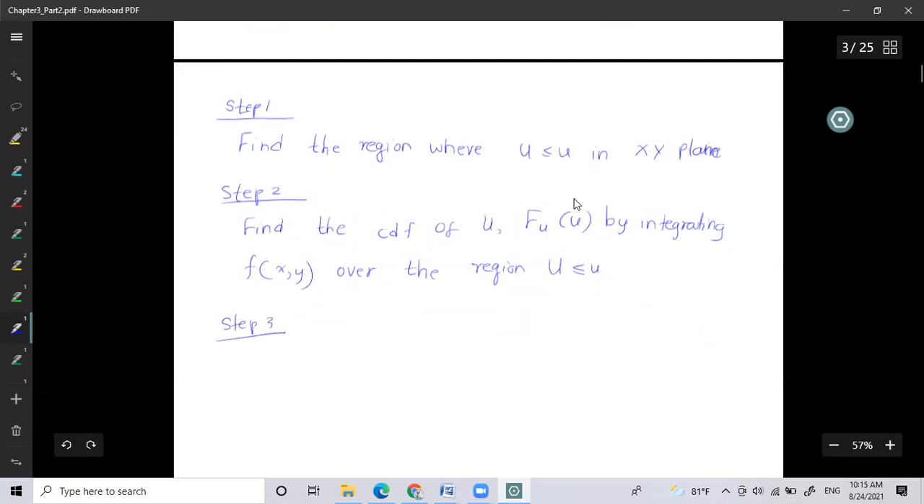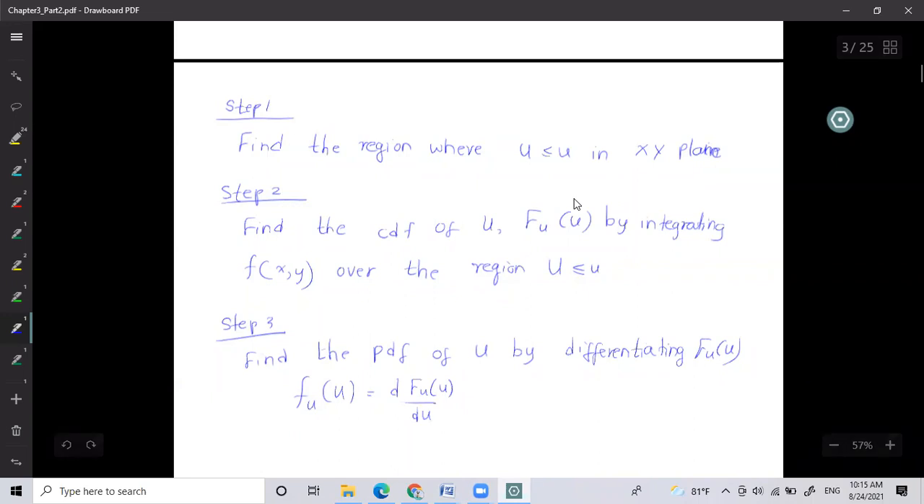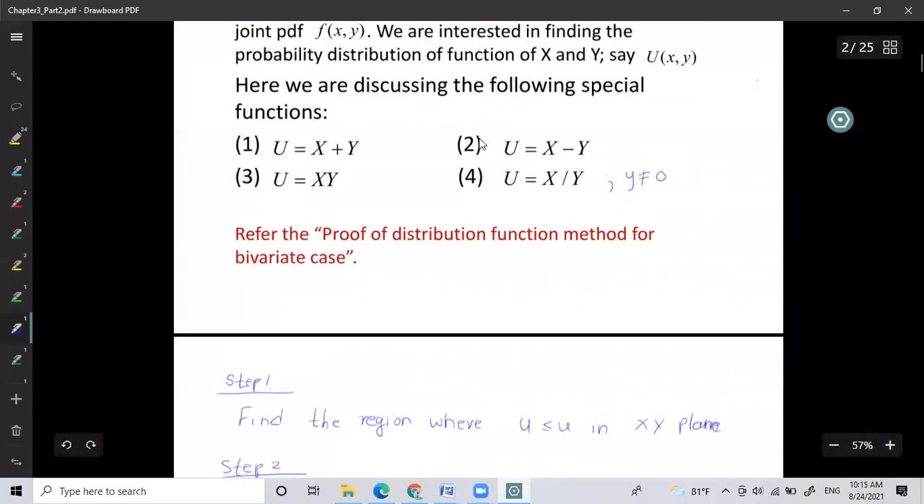The next step, after you find the CDF, now you know what to do. You can find the PDF by differentiating. Your CDF, you differentiate it with respect to u. So you will end up with the density function of F u. This u will be either x plus y, x minus y, x times y, or x over y.